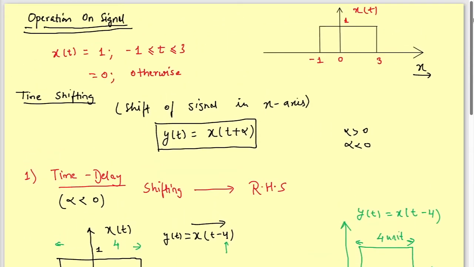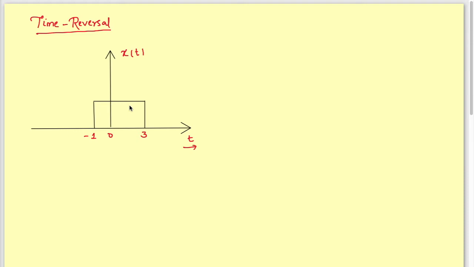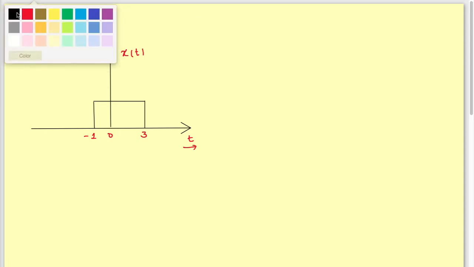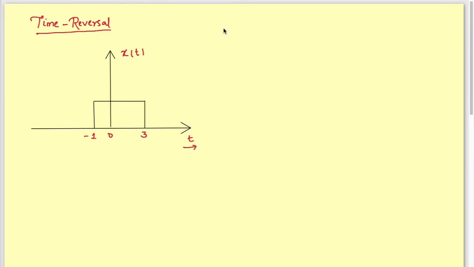Now in this lecture we will study more operations on signals. So let's get started. The operation we are going to study today is time reversal. In time reversal, we will basically reverse our signal. If I write the expression here, it will look something like this: y of t is equal to x of minus t.